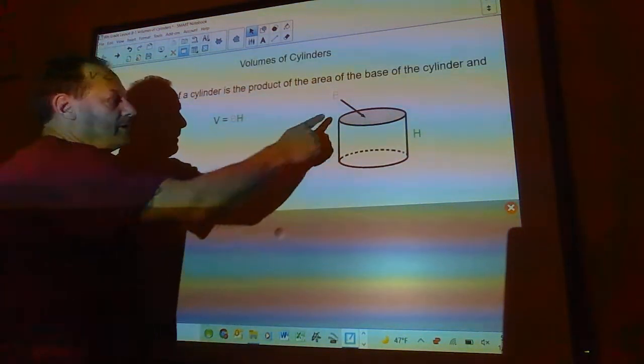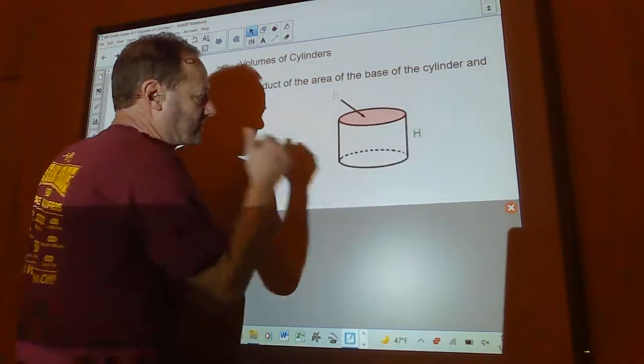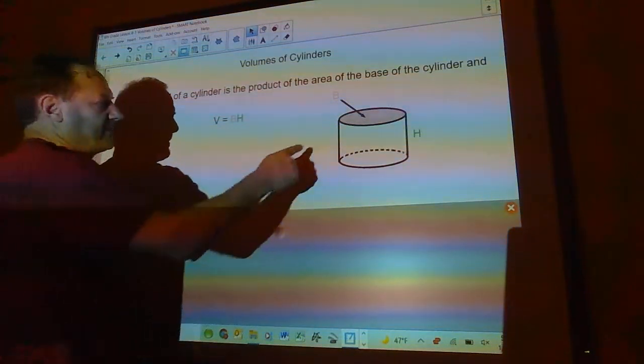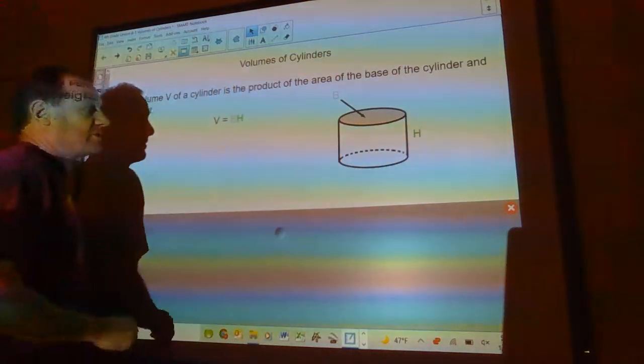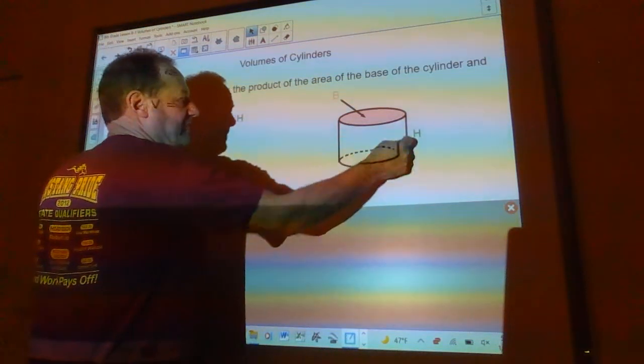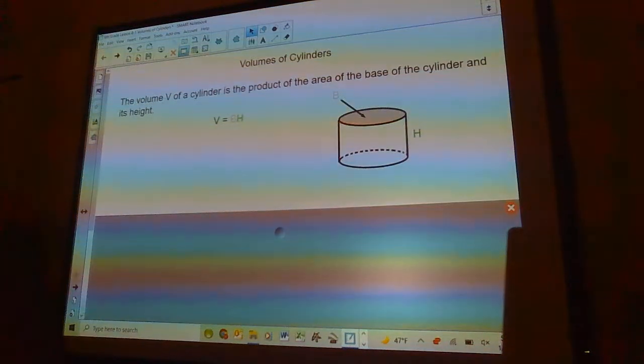Well, a cylinder, of course, is like a circle that's been stretched this way, right? It's like a tin can. So the area of the base in pink here is just a circle, okay? And then the height is the height of the side of the can right there.